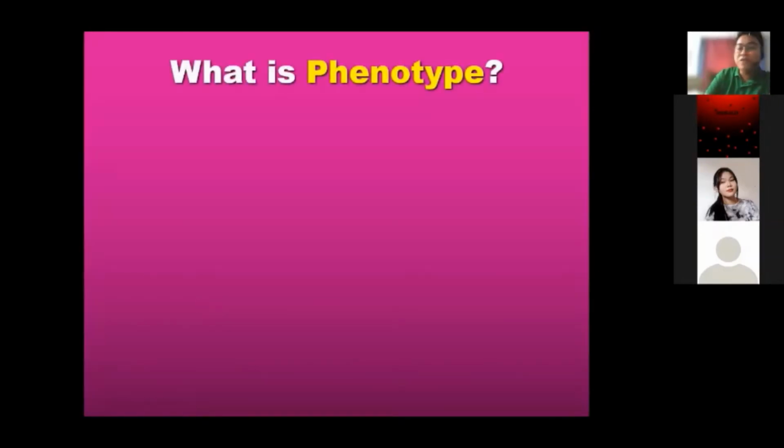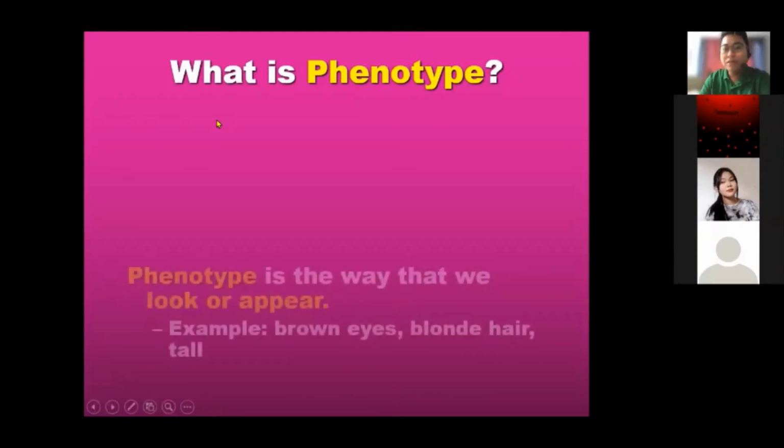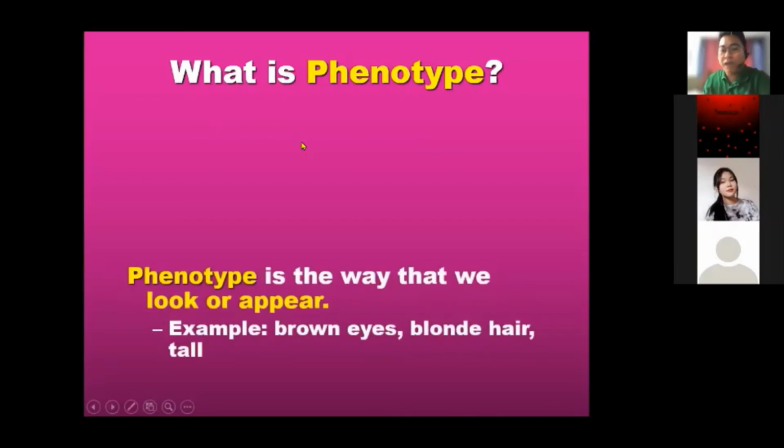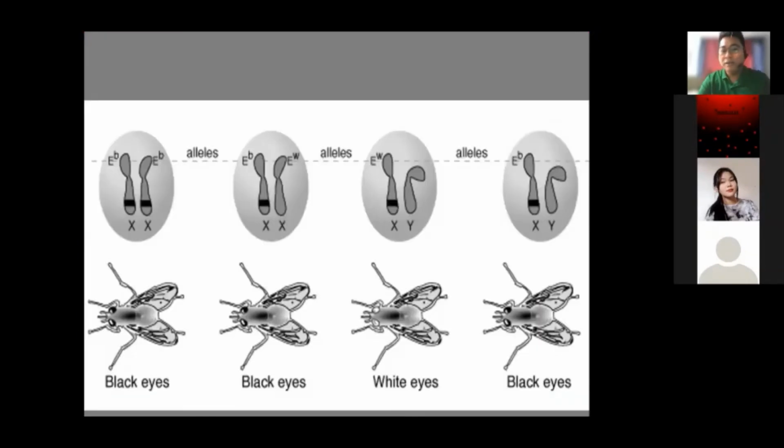Okay, so let's go to phenotype. Phenotyping na tayo. So what is a phenotype? Yan. So phenotype is the way that we look or appear. Example, we have brown eyes, blonde hair, tall. Ayan. So black eyes, white eyes, black eyes.